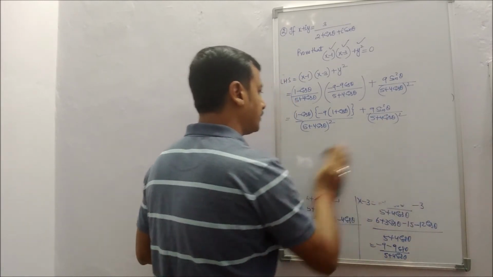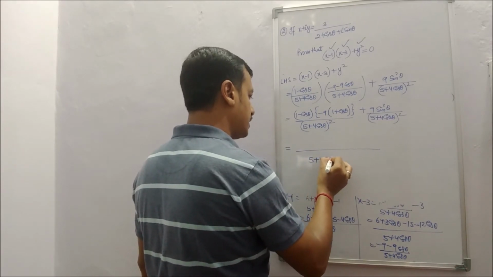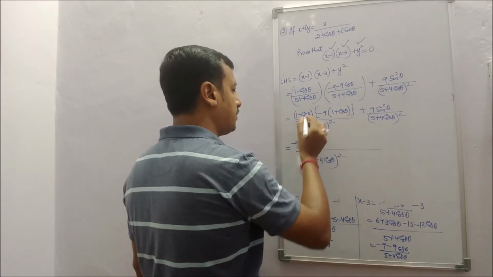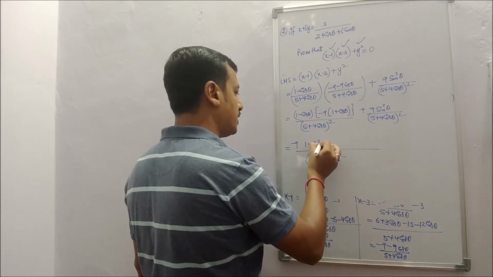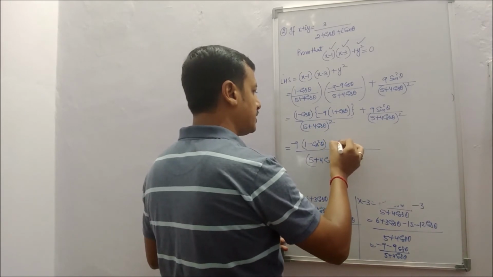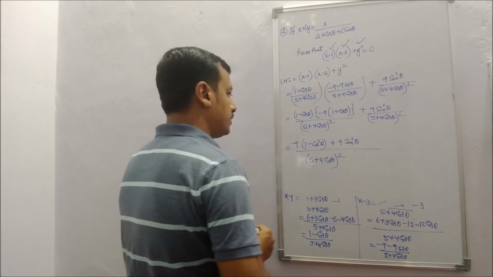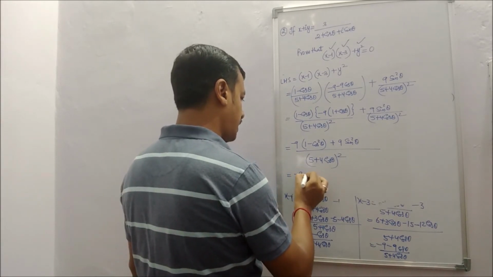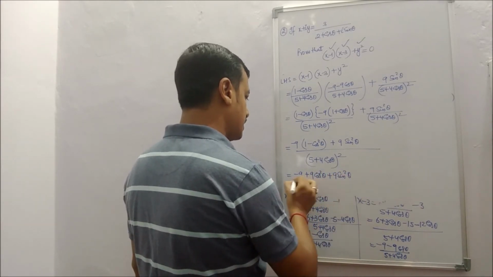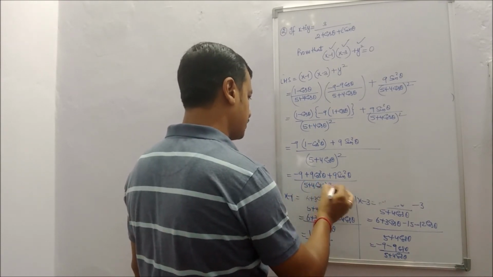So LCM is (5 plus 4 cos theta) whole square. Minus 9, (a plus b)(a minus b), it is 1 minus cos square theta, a square minus b square, that is 1 square is equal to 1, so minus 9 times (1 minus cos square theta) plus 9 sin square theta. So we have minus 9 plus 9 cos square theta plus 9 sin square theta divided by (5 plus 4 cos theta) whole square.